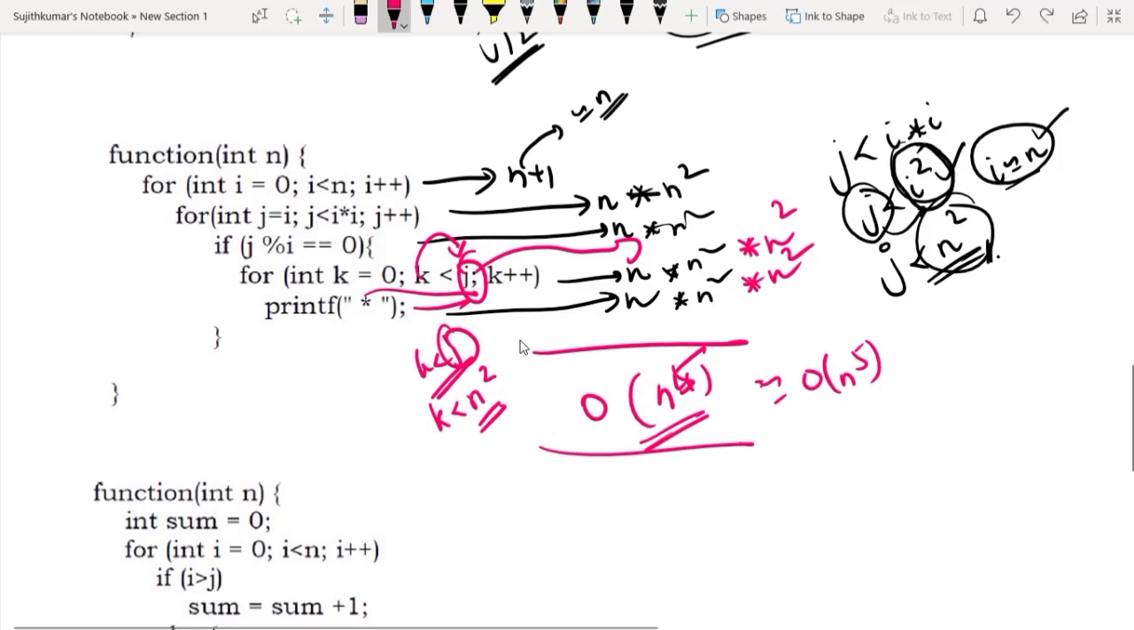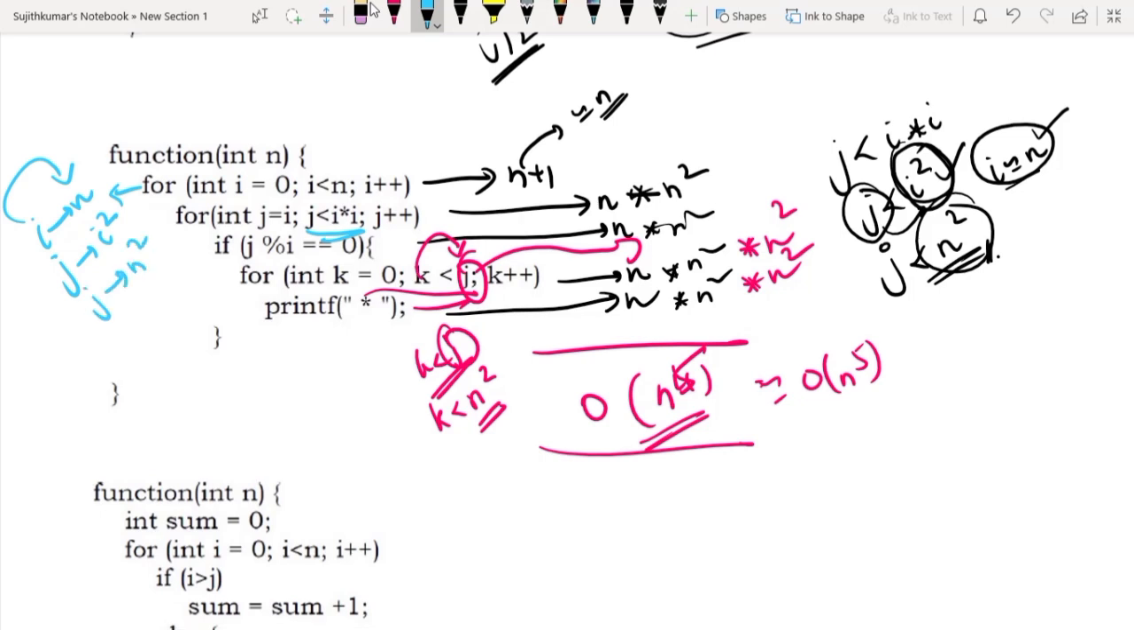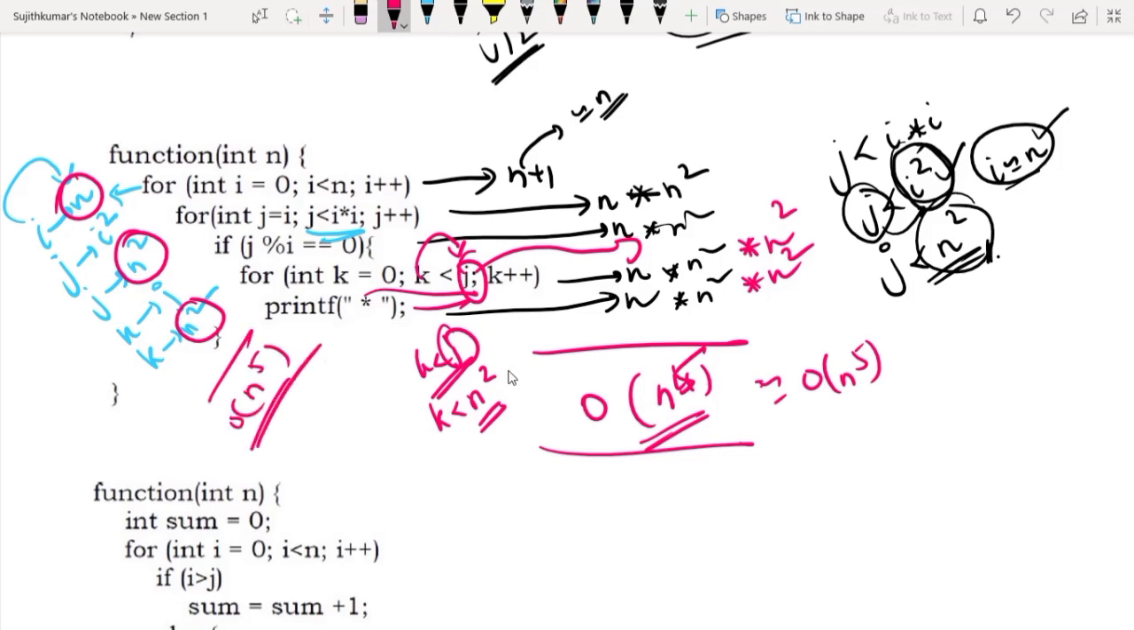So that's the idea here, guys. This is something different, so please make a note of this. i follows n, j follows i square. Since i follows n, j follows n square, because i square becomes n square. k follows j, and j follows n square, so k also follows n square. Totally the time complexity is n square into n cubed, so big O of n power 5, right?